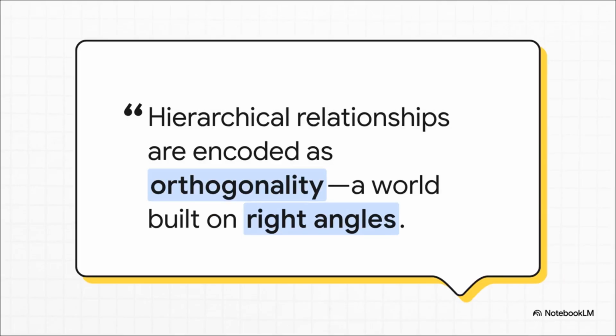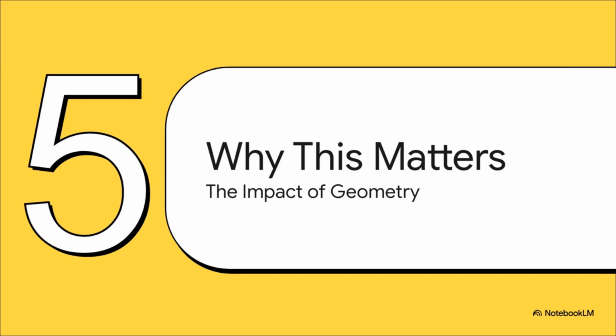And here it is, the stunning conclusion. The vector representing mammalness is orthogonal to the vector representing animal. It juts out at a perfect 90-degree angle. This means the model has learned to encode the hierarchical structure of knowledge, the relationship between a category and its subcategory, as orthogonality. It's a world built on right angles. It's incredible. So we've gone from simple word math to this complex hierarchical geometry humming away inside the AI's mind. It's an absolutely incredible discovery.